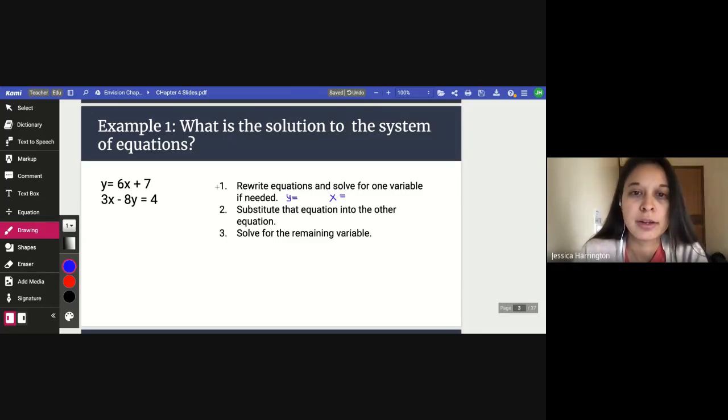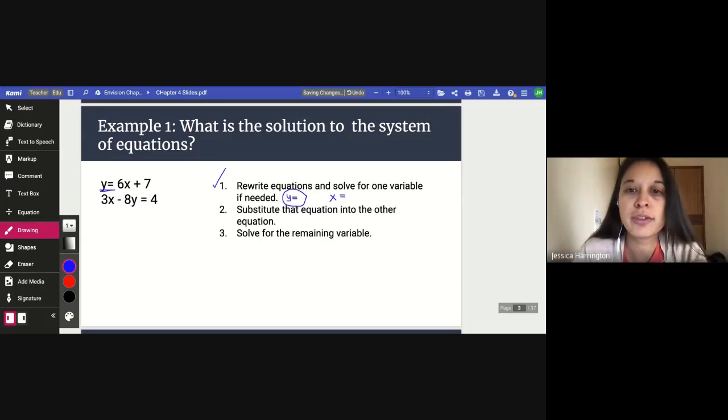So step 1, rewrite the equations and solve for one variable. We need y equals something or x equals something. I look over here, I have y equals this, and then this one is in standard form. I already have y equals something, so I don't need to do step 1. It's already done for me. Check, I have y equals something. I have this one.